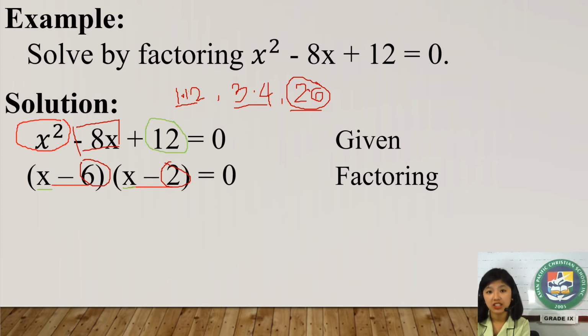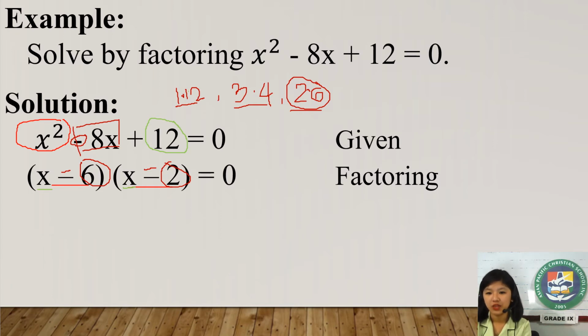So, since addition and itong negative 8x ay negative, so, sa addition, kung ano ang sign ng dalawang numbers ay yun yung susundin. So, kaya, negative yan and ito. So, yun yung ating factored form. So, x minus 6 and x minus 2. Ngayon, i-check natin kung tama ba yung finactor natin.